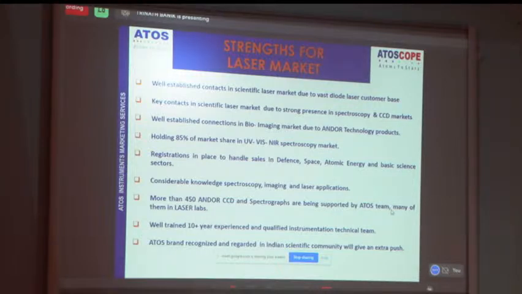And we also have different kinds of connections and installations in defense, space, atomic energy, and basic science laboratories, where people have been using our systems for many years now, and all are repeat users.